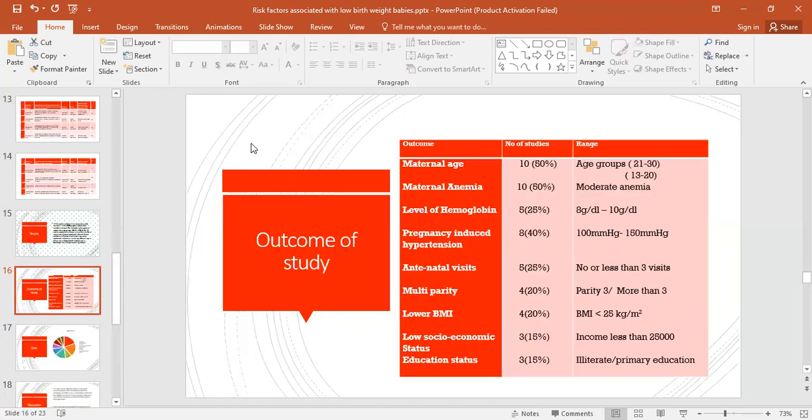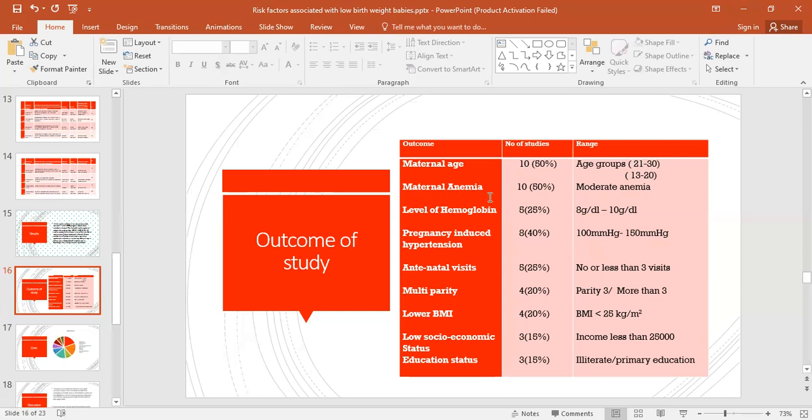This is the table in which the outcome of this systematic review is shown, and there are 9 outcomes identified in these studies. Number 1 is maternal age, identified in 50% of our studies, almost 10 studies. The age groups most prone to low birth weight babies are the adolescent age group, 13 to 20, and the middle age group, 21 to 30.